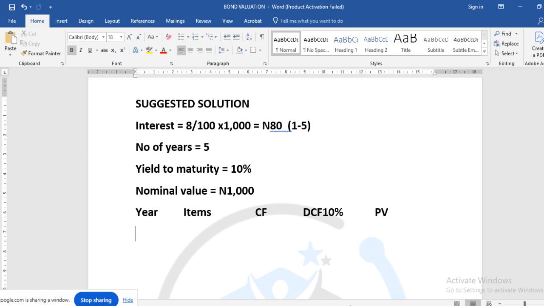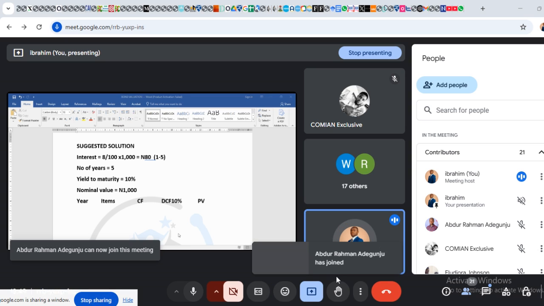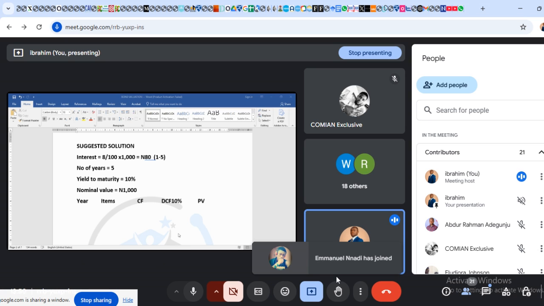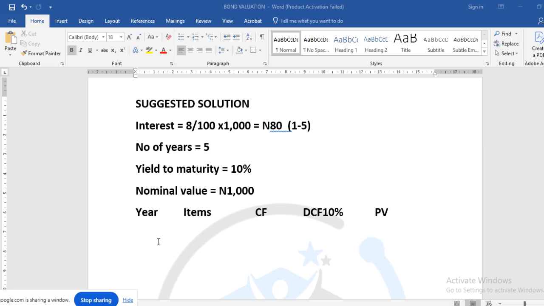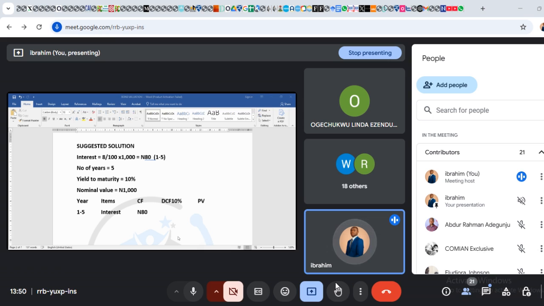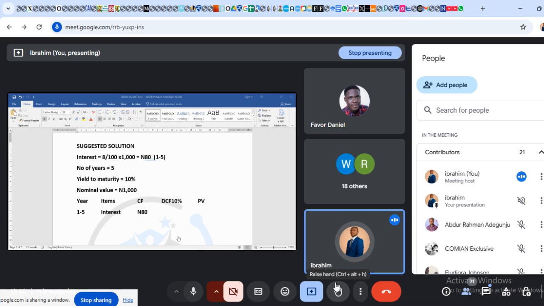The lender will receive interest from year one to year 5. So we can now have year 1 to year 5 interest. So interest is 80. Then you give me the DCF. Please give me the annuity figure. You can check the back of your question paper, there is annuity, 3.7. Or you use your calculator to calculate annuity.